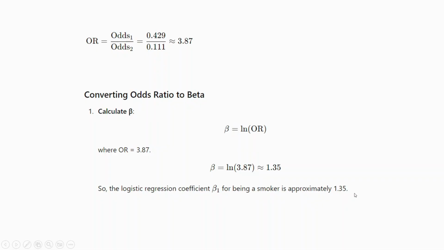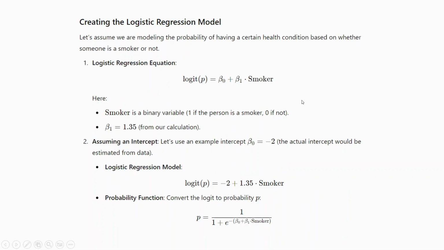Now let's make the equation. Our logit equation is logit P is equal to beta 0, the intercept, plus beta 1 into smoker, as a person is a smoker or a non-smoker. If the person is a smoker, the value will be 1. For non-smoker, the value will become 0. Beta 1 is 1.35, which we have already calculated. Let's say the intercept value is minus 2. We are just assuming that its value is minus 2. So what will be my equation? Logit P is equal to minus 2 plus 1.35 into the smoker.